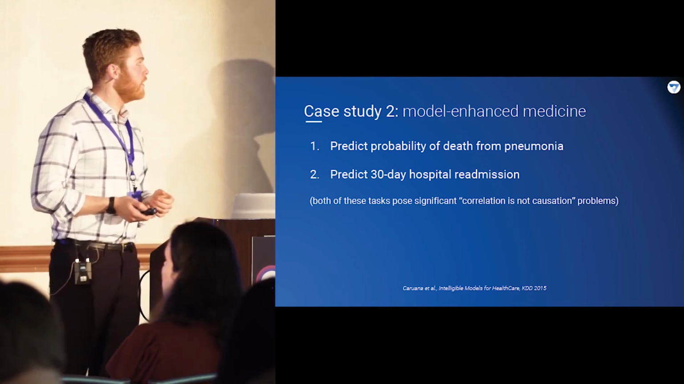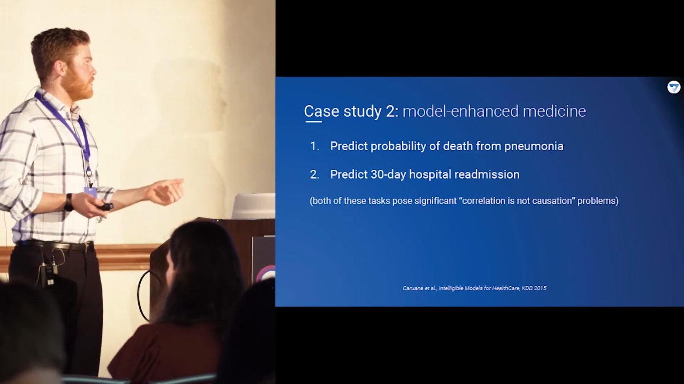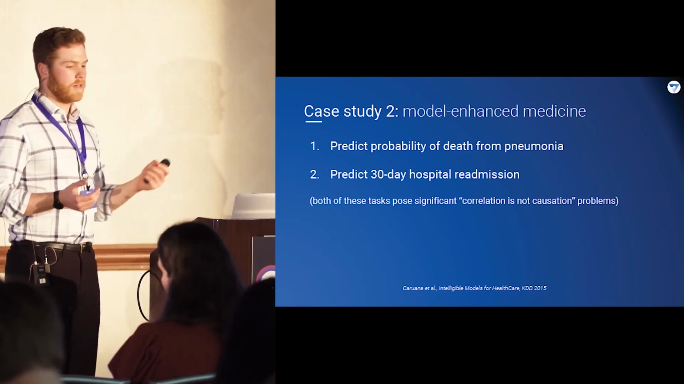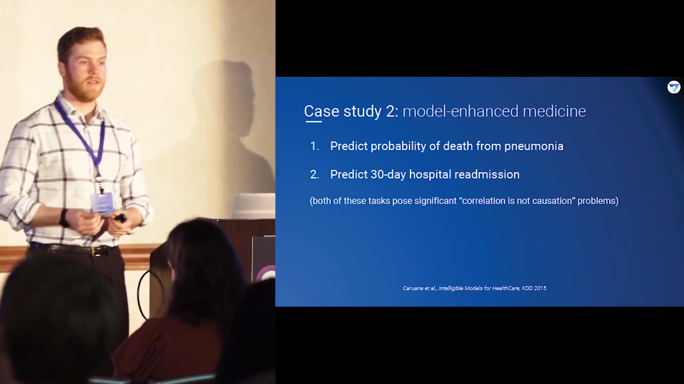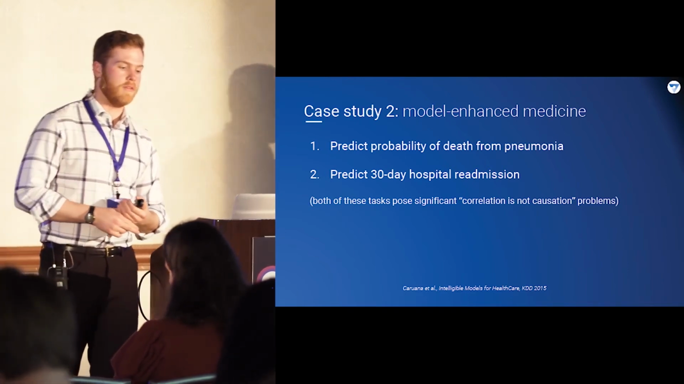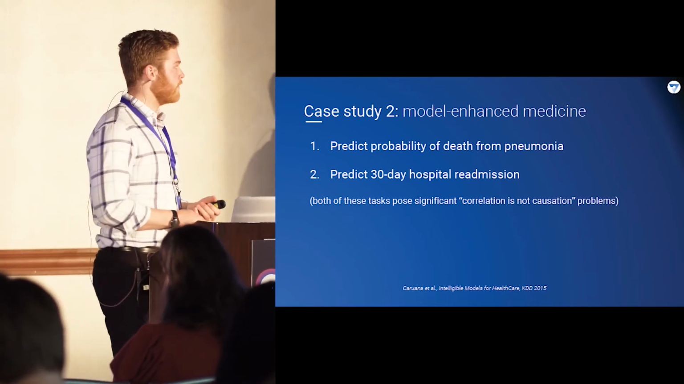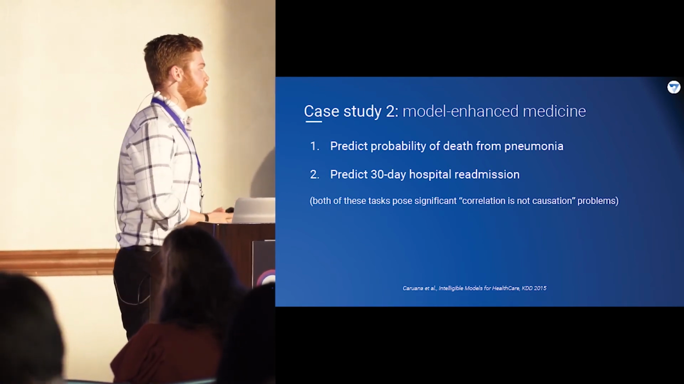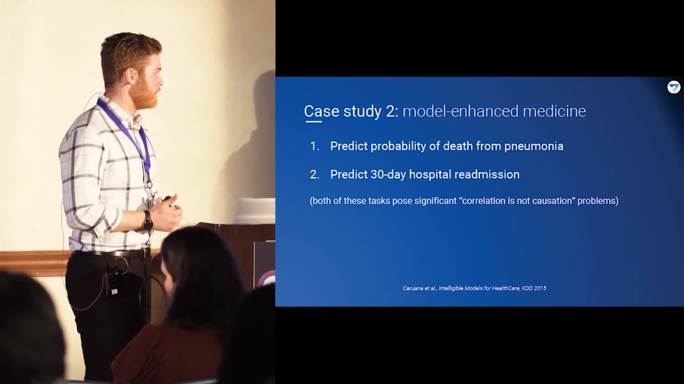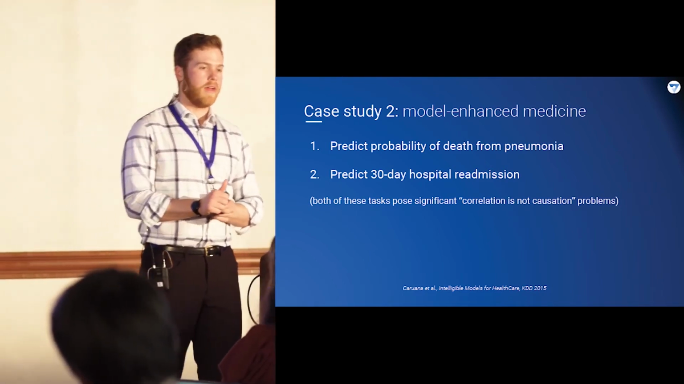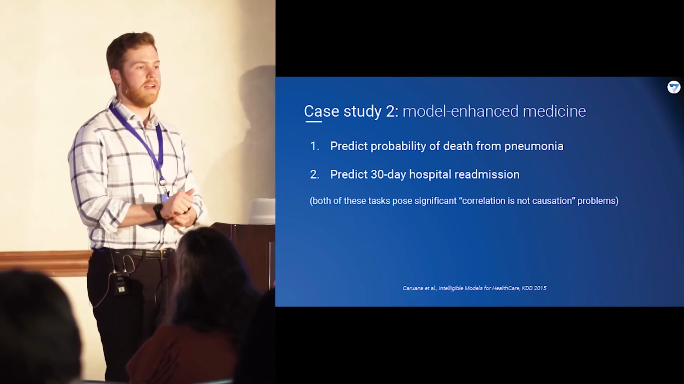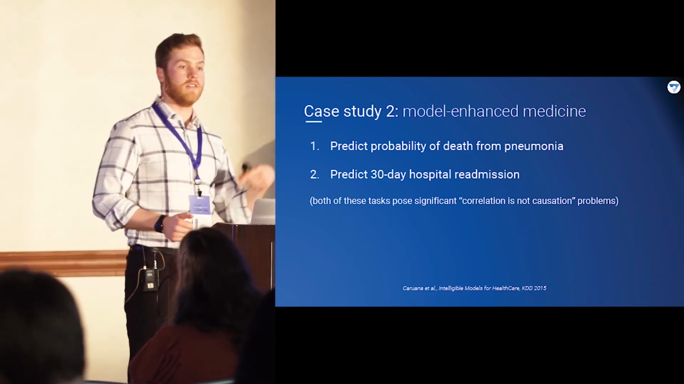So here, we're thinking about model-enhanced medicine. One example might be predicting death from pneumonia, or predicting after 30 days whether someone will be readmitted to the hospital. And both of these things pose a significant risk of what I call correlation is not causation problems, where the model will learn something that's correlated to the outcome, but human intuition will flag as not the right thing to do when you're actually using the model.